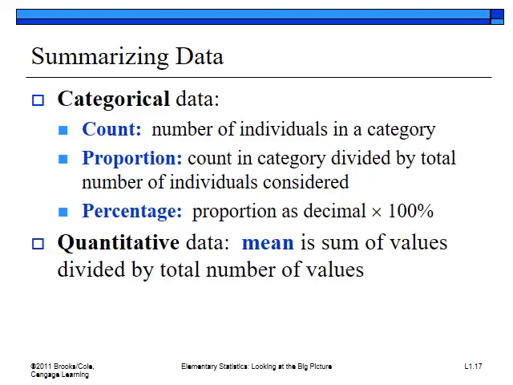For quantitative data, we will most frequently use the mean to summarize. You may have heard mean called the average in the past. Since average is sort of a loosely defined term, we'll prefer the term mean. We compute the mean by adding up all the values and dividing by the total number of values considered.